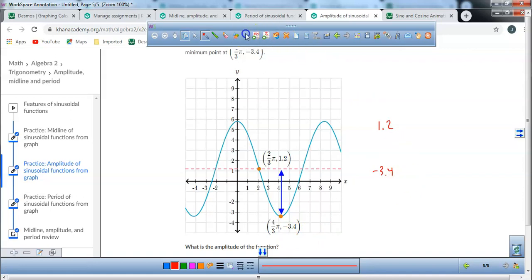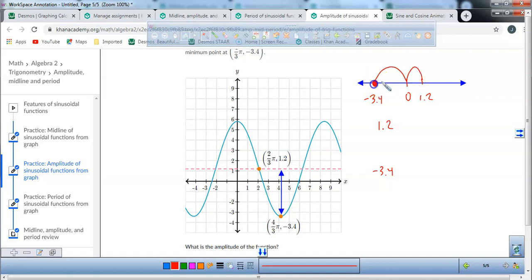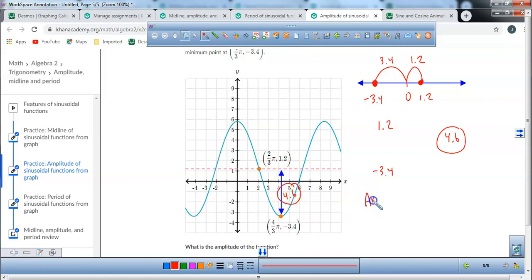All right. I like thinking about things on the number line. So let's think about things on the number line here. We got a 0. Let's call this 1.2. Let's call this negative 3.4. What's the gap between here and here? Well, this gap is 3.4, and this gap is 1.2. Add them together, and what do you get? 4.6. So the gap between here and right here is 4.6 units. That's your amplitude.